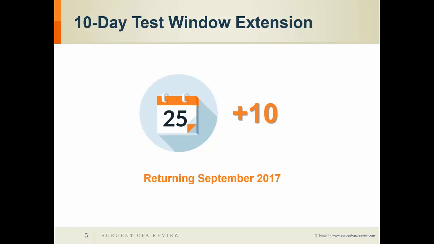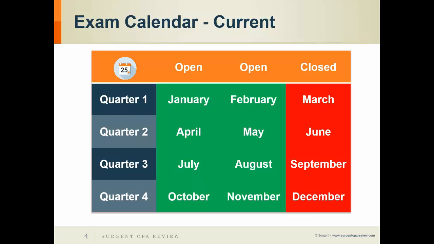They did this prior to the April 2017 change, but for the first window, so April, May, the first window that the new exam was introduced, they decided to close the entire month of June. So if candidates wanted to sit in that first quarter, they had to sit by May 31st. But starting in July, candidates will be able to test through the 10th day of every closed month.